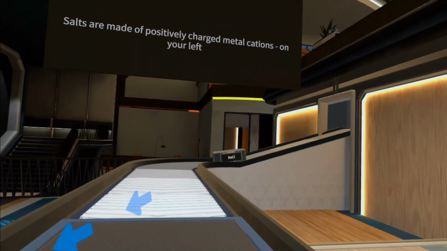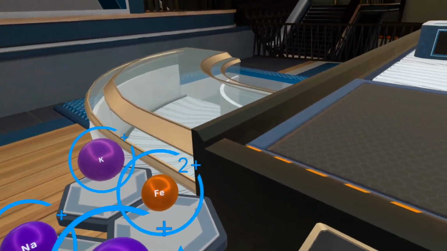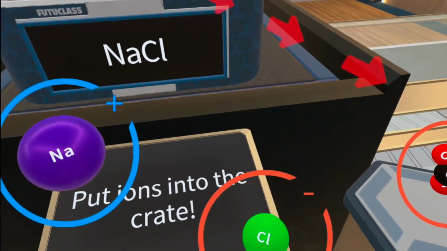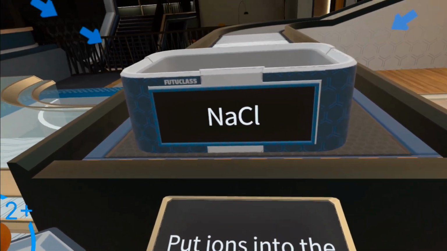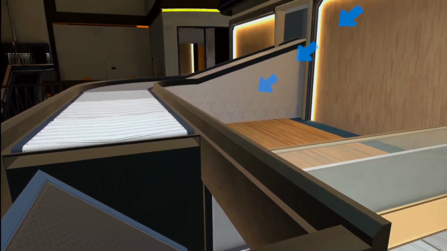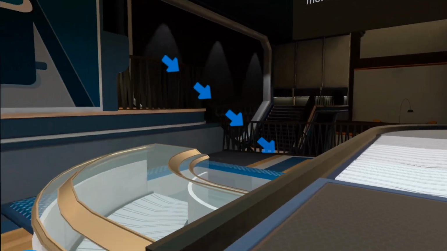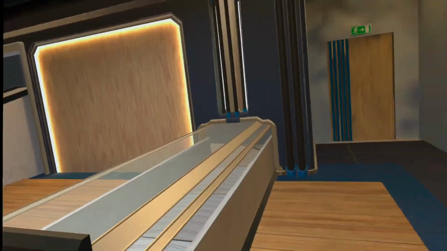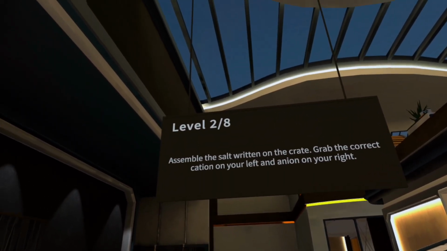Salts are made of positively charged metal cations on your left and negatively charged anions on your right. Pick up the correct cation on your left and the anion on your right and place them into the crate. Well done! With each level, the salt assembly will get more complex. Get to the last level and beat the game. Assemble the salt written on the crate. Grab the correct cation on your left and anion on your right.